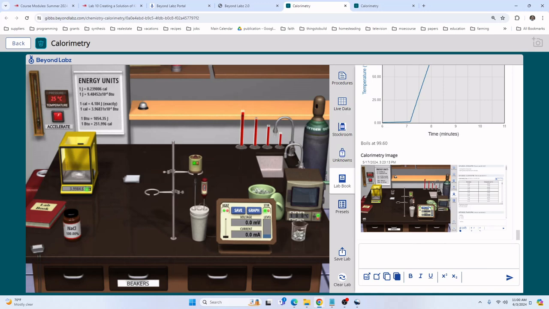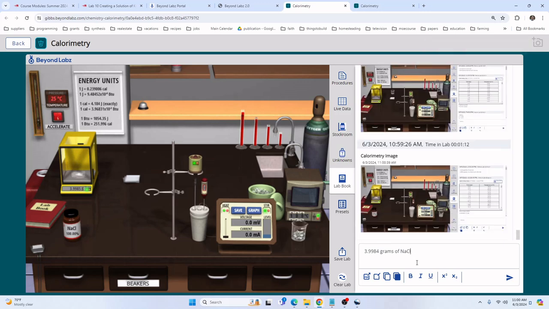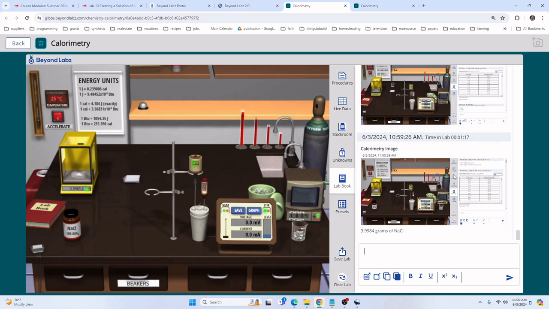First, before we get started, I think we already have an image, but let's just go ahead and save another lab image. And then we'll put 3.9984 grams of NaCl. Here's our new lab image. All right, so we have that.